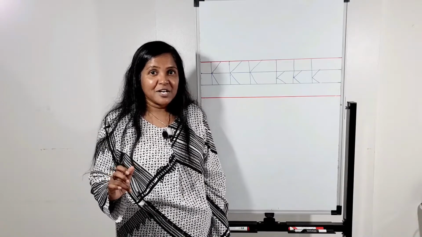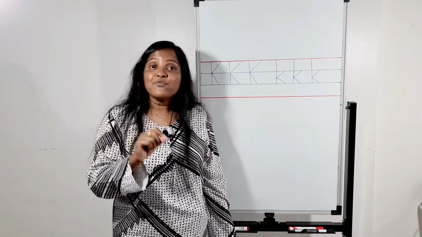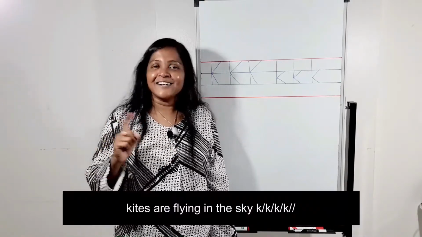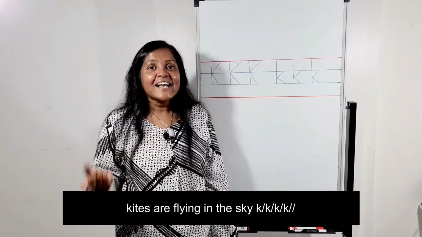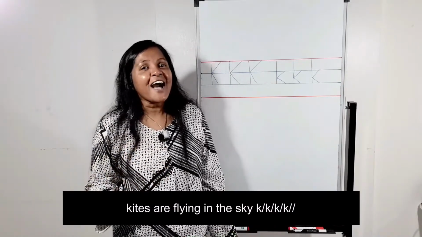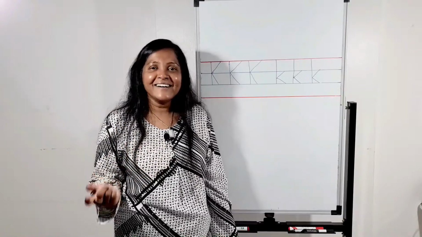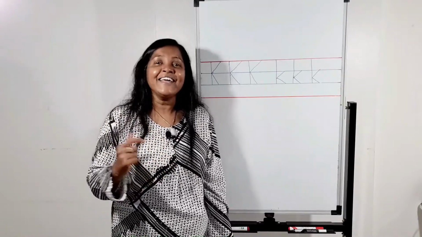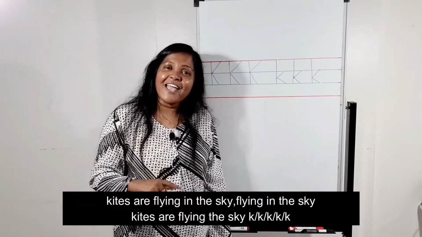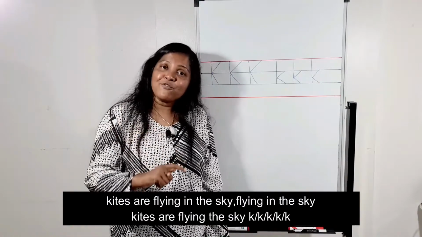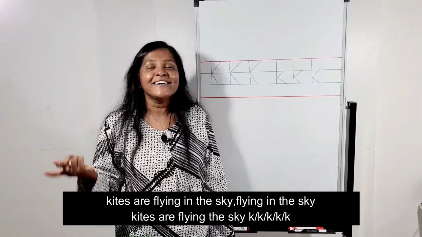1, 2, 3, start. Kites are flying in the sky, ka ka ka. Kites are flying in the sky, ka ka ka. Kites are flying in the sky, kites are flying in the sky, kites are flying in the sky, ka ka ka.